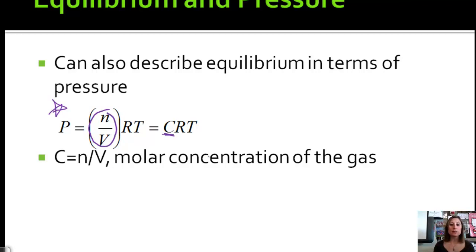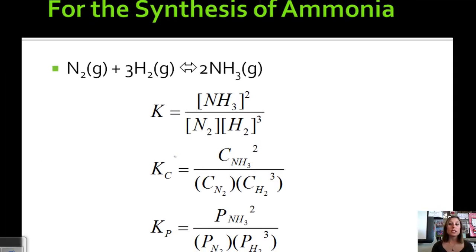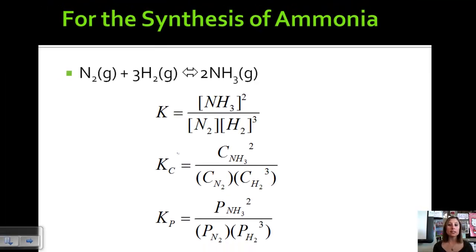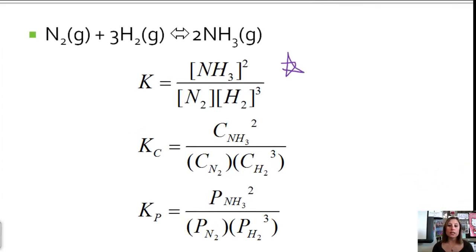And so capital C represents a molar concentration of a gas. We can use an example to explain this. Let's look at the synthesis of ammonia. And so here's our equilibrium expression. We've got the product squared because of the 2 right here, N2 times H2 cubed.